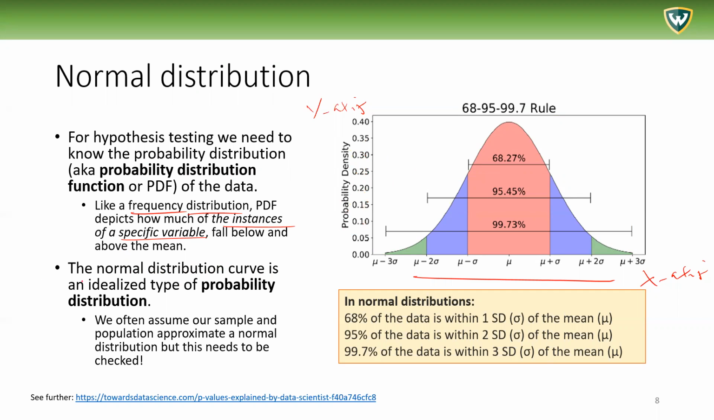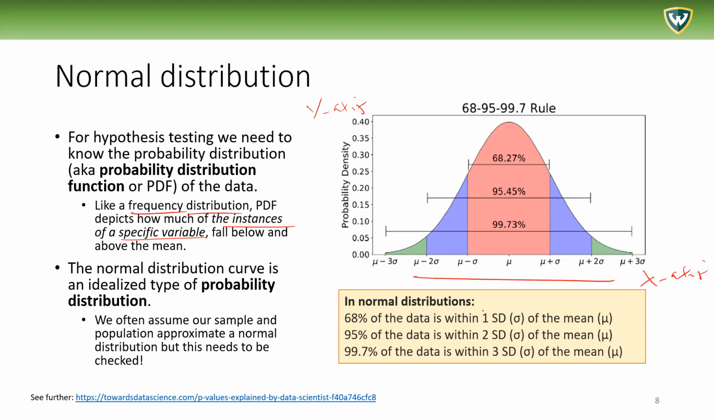The normal distribution curve is an idealized type of probability distribution. We often assume our sample and population approximate a normal distribution, but this needs to be checked. Sometimes we cannot assume this, because we know that the domain we're studying, the kind of variables we're studying, are not normally distributed. The normal distribution is very useful. A lot of measurements, a lot of variables in the world, a lot of processes follow this distribution, but a lot of them do not. So we need to know the kind of information, data, and processes we're dealing with.